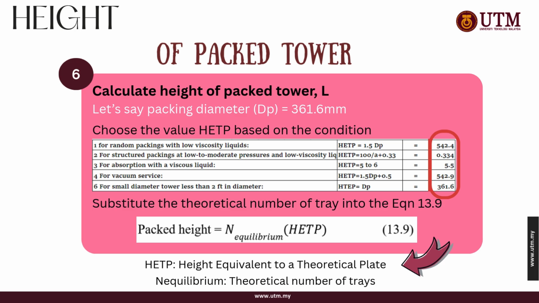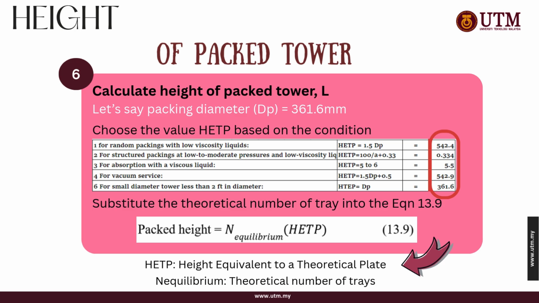Next, let's go over how to calculate the height of a packed tower, which is denoted as L. And let's say our packing diameter, which is denoted as dp, is 361.6 mm. Then we will first require a parameter known as HETP, or height equivalent to a theoretical plate.